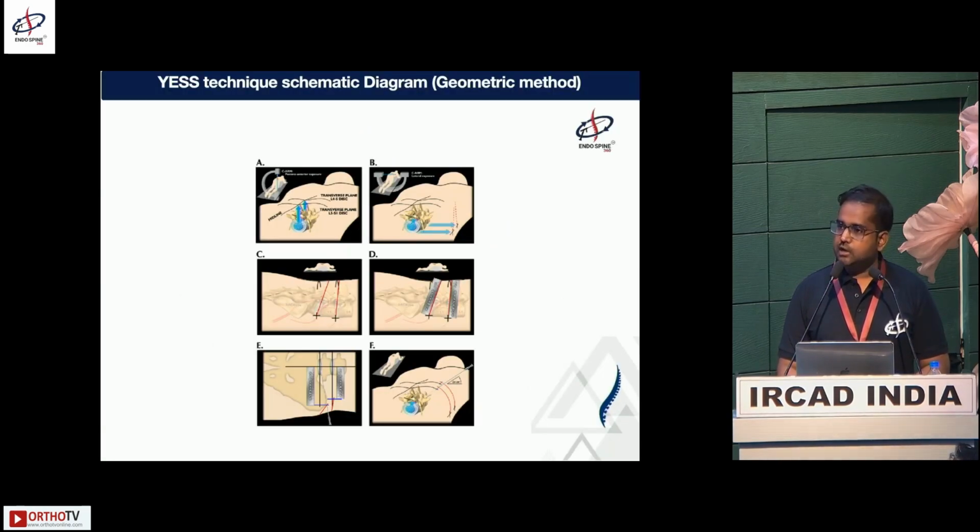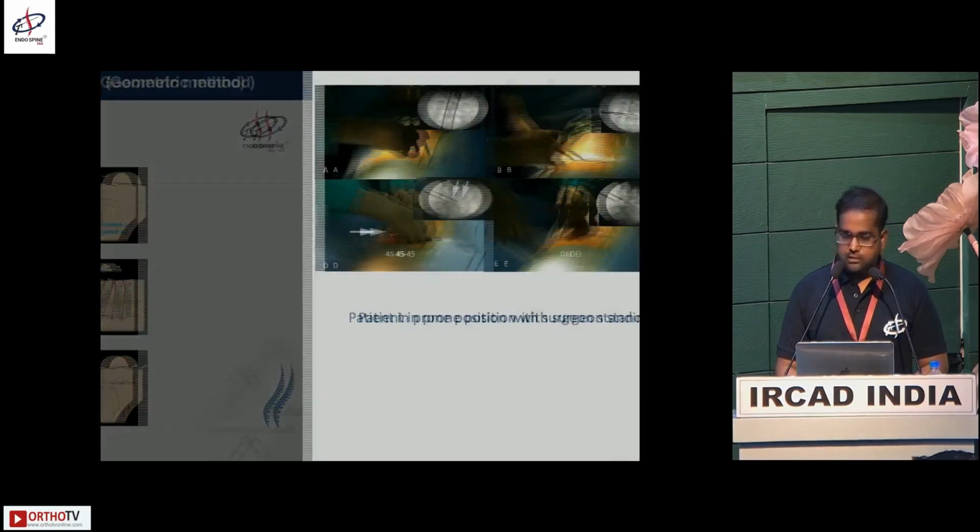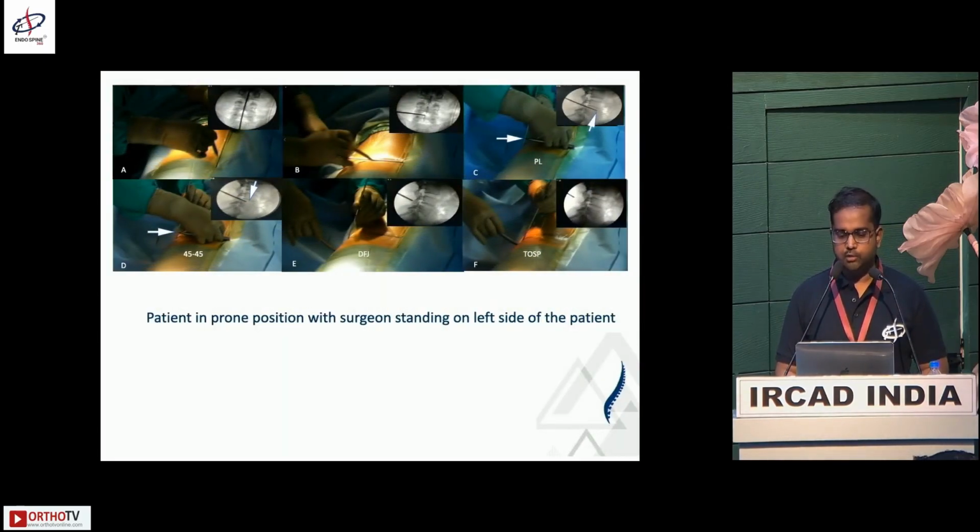So here we will try to understand what the possible entry points available in the literature are, how these entry points are marked on the patient's skin, what the indications of each of these entry points are, and we will also try to figure out if we can have one standard entry point for one of the commonest lower lumbar herniations and lateral stenosis. So this is the YESS technique schematic diagram already described by Palani sir. This was first described by Dr. Anthony Yeung.